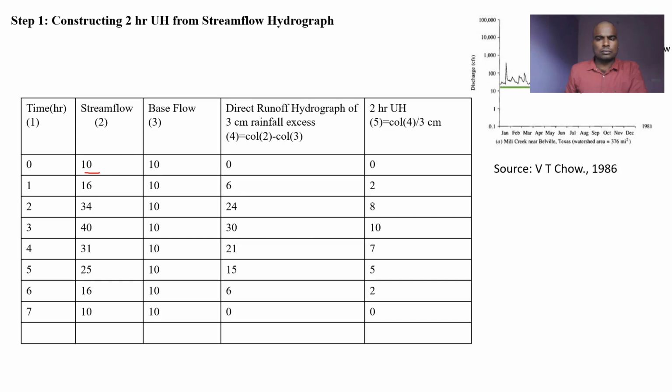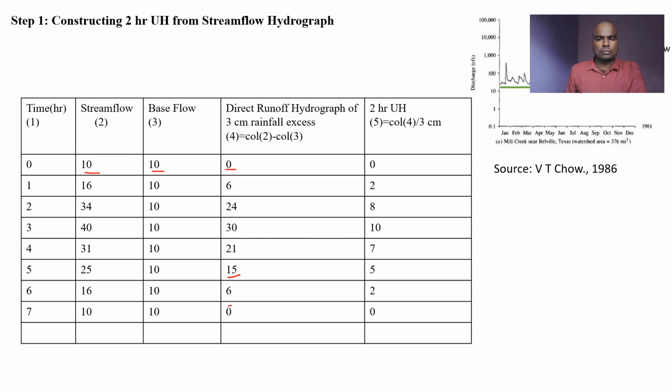10 minus 10 will be 0. 16 minus 10 will be 6. 34 minus 10 will be 24. Similarly for all other steps. Here you can see 25 minus 10 will be 15, 16 minus 10 will be 6, and 10 minus 10 is 0.